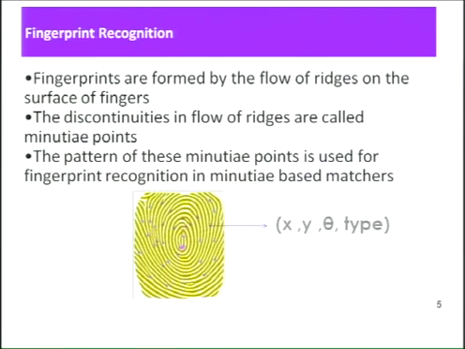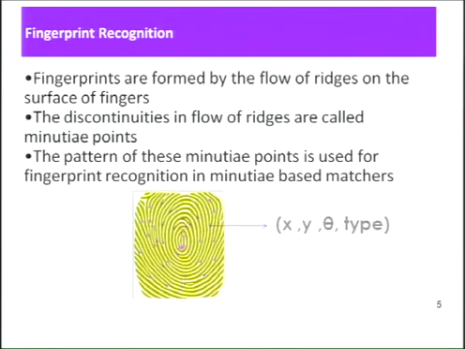Now let's get into fingerprint recognition. Fingerprints are formed by the flow of ridges on the surface of your fingers, and these ridge lines have discontinuities in them, and these discontinuities are called minutia points. There's a pattern that is formed by the placement of minutia points, which is what makes your fingerprint unique to yourself. And in terms of fingerprint recognition from an algorithmic perspective, each minutia point can be described using 4 characteristics: the x-coordinate, the y-coordinate, the direction of the minutia point, the angle, and what type it is.